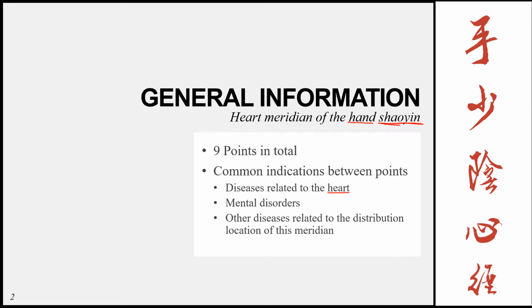palpitations. Secondly, the second function of the heart is that it houses the mind, and that's why it's used to treat mental disorders. This will be conditions such as insomnia, poor memory, etc. And then finally, it can be used for diseases related to the flow of the meridian. What this is referring to is diseases along the arm. So it could be used for elbow pain, especially on the medial aspect of the elbow, or wrist pain.